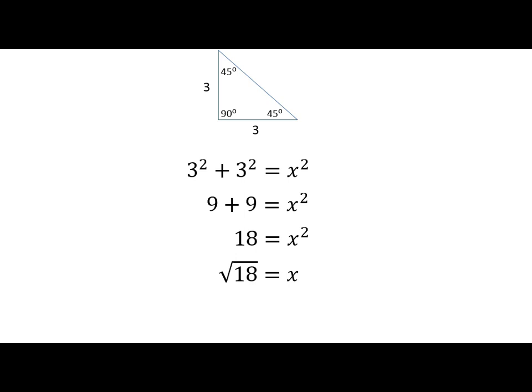All right, the square root of 18 is x. But then we know how to simplify radicals. I'm not going to show the steps, but we know how to simplify a radical. So I'm going to say 3 radical 2 is x. Right? We know how to simplify radicals. So if I give you that the two sides are 3, you can find out that the hypotenuse is 3 radical 2. So let me put it there for right now, 3 radical 2.